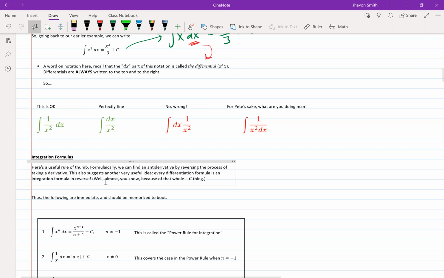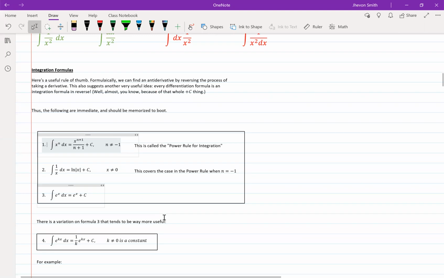So what you want to do is take what you're looking at and kind of reverse the process of differentiation. So this suggests that every differentiation formula is going to be an integration formula in reverse, and it would also give you ideas on how to actually change back to the antiderivative. That being said, we have these three formulas that are pretty much immediate. So here's one thing. So in order to find this, this is called the power rule for integration. So let's recall the power rule for differentiation.